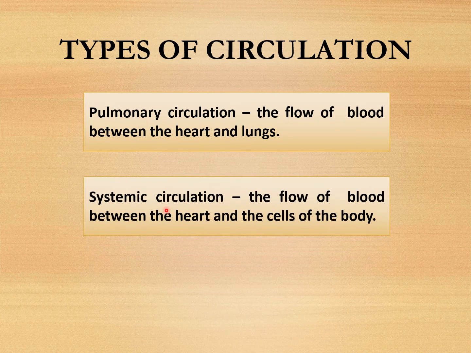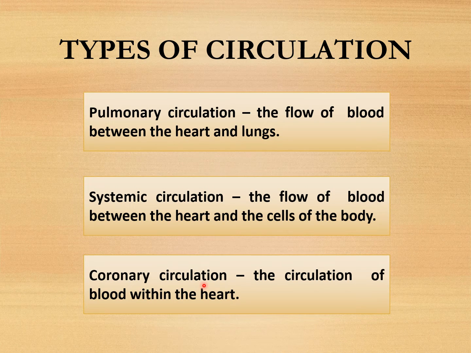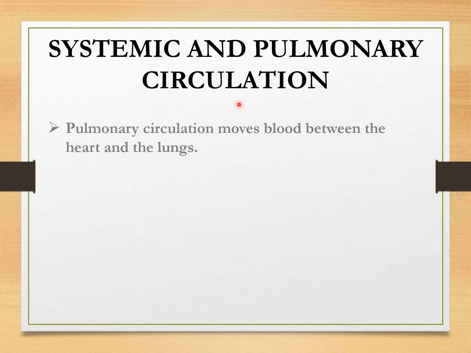The second one is the systemic circulation. That is circulation of blood between the heart and the cells of our body. And the third one is the coronary circulation, that is the circulation of blood within the heart is known as the coronary circulation. So first we will discuss about the systemic and the pulmonary circulation.